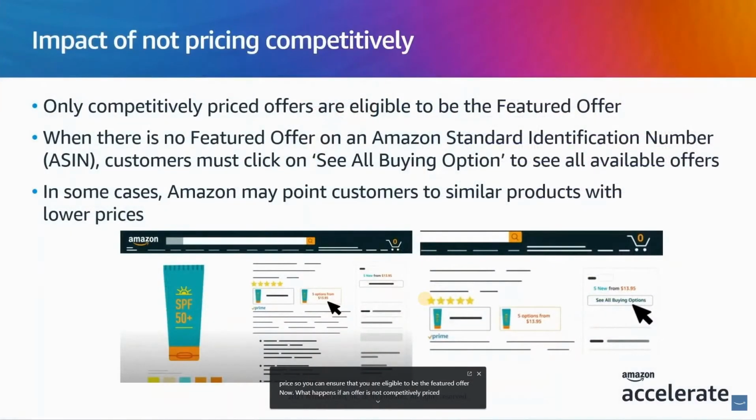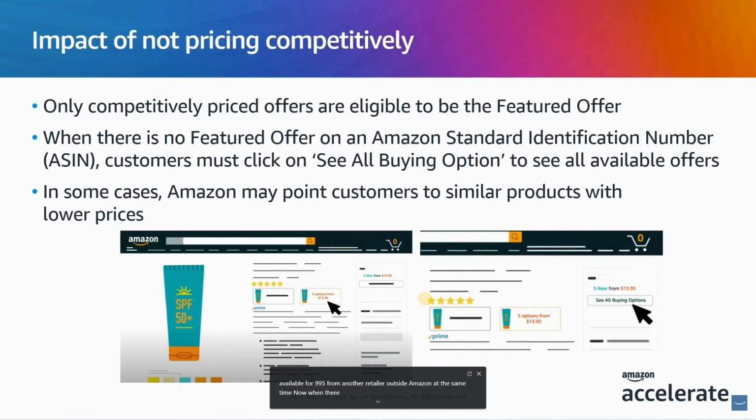Now, what happens if an offer is not competitively priced? Here we have a bottle of Hawaiian Tropic sunscreen priced at $13.95. What do you notice on the right-hand side? Well, unlike the previous example, you can see that there is no featured offer for this product. Even though there are 5 offers for this product, none of them have a featured offer eligible price. And that's because this product was available for $9.95 from another retailer outside Amazon at the same time.